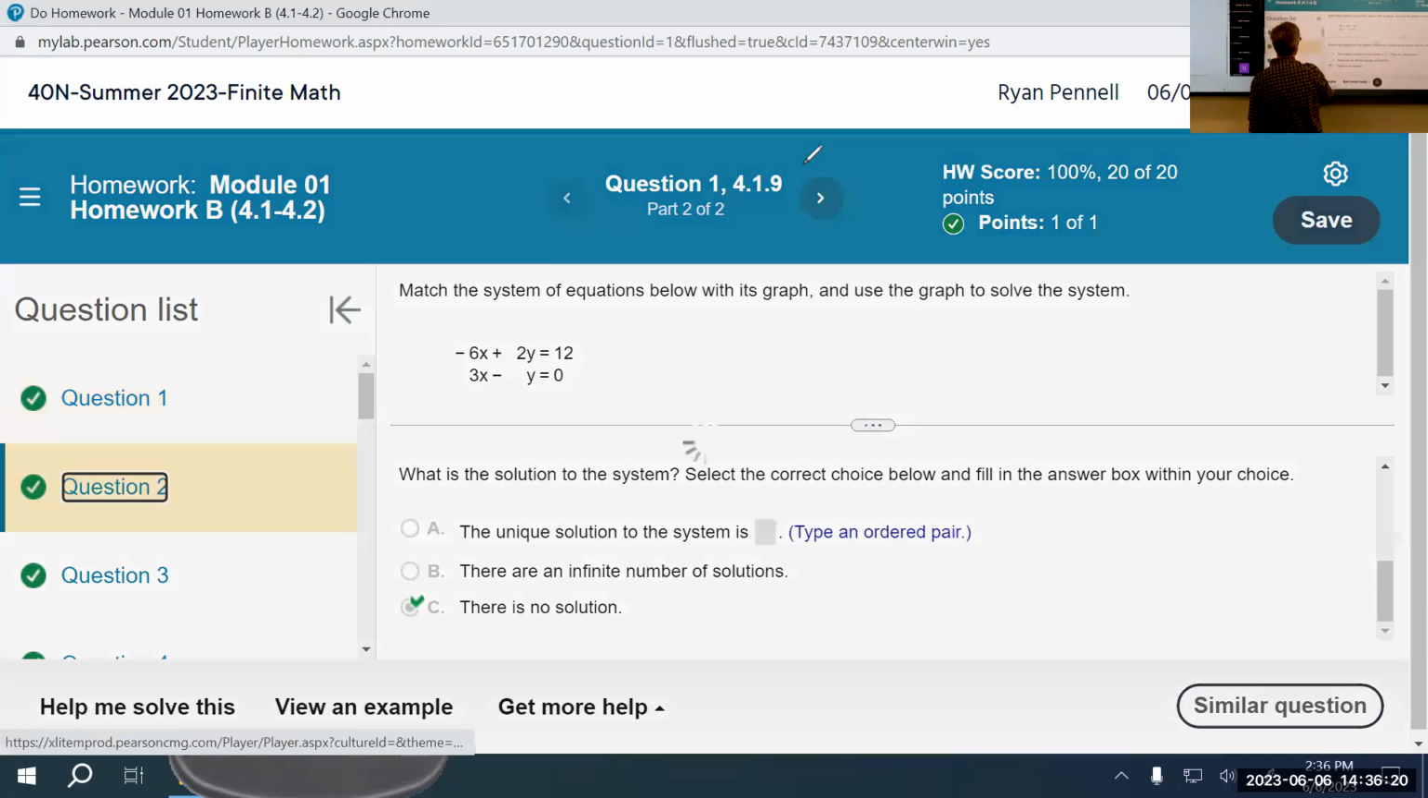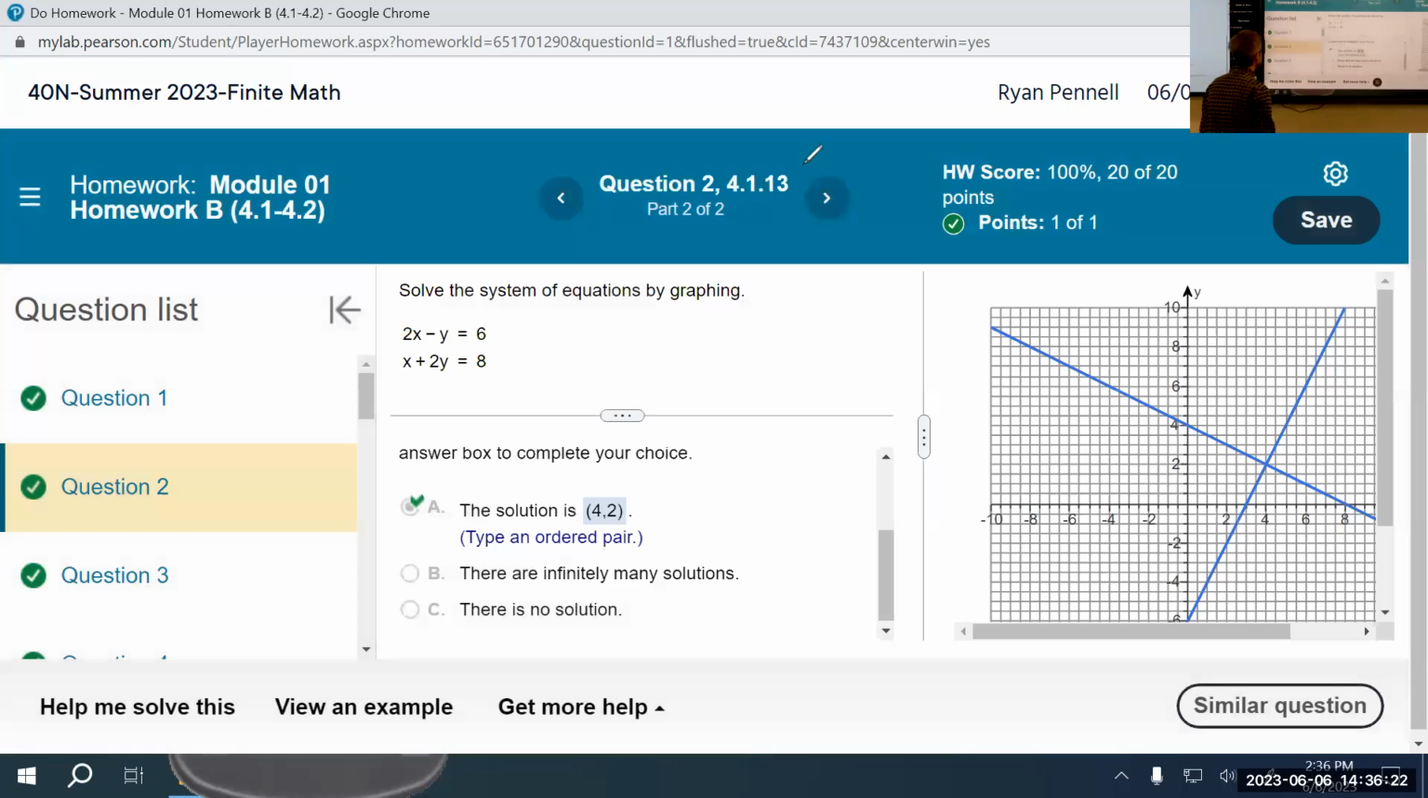Keep going. Solve the system of equations by graphing. I think this one I had to graph myself. Yeah, really, if I have to graph something by myself, let's say I was just given this on a piece of paper, on an exam, how would I graph it? I would find the x and y intercepts. That's how I do it. I just find the x and y intercepts.